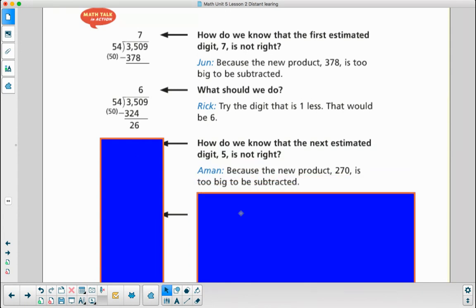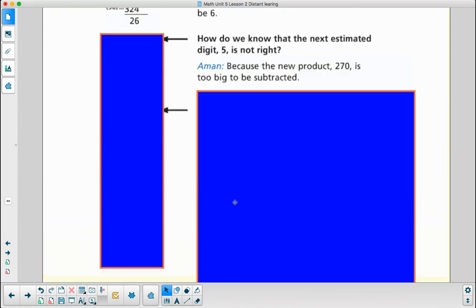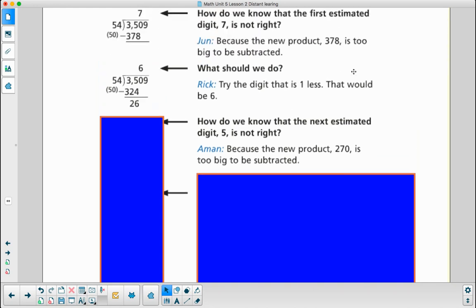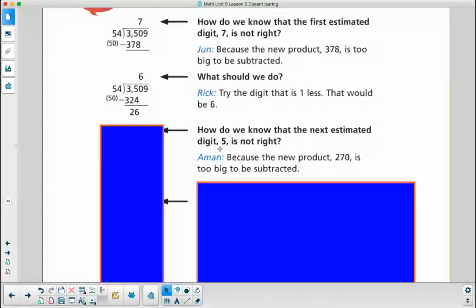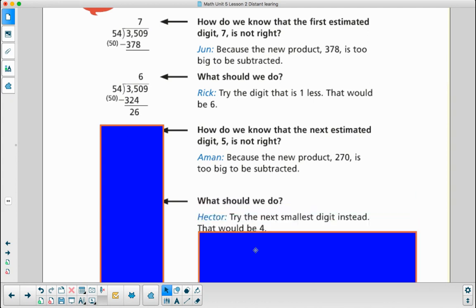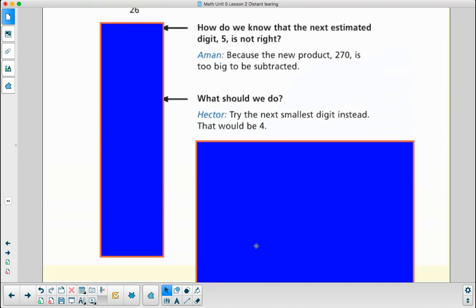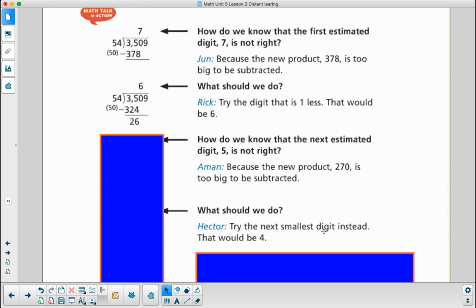Then, how do we know that the next estimate, made at digit 5, is not right? And one of you would say, because the new product, 270, is too great in value to be subtracted. And then it's going to probably snap me down. Then we'd say, well, what should we do? And one of you would say, try the next smallest digit instead. That would be 4. And we would.